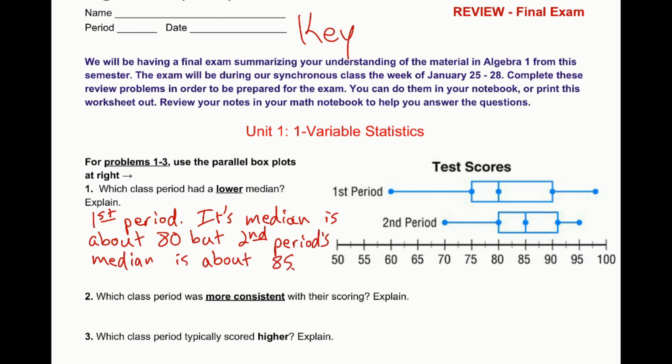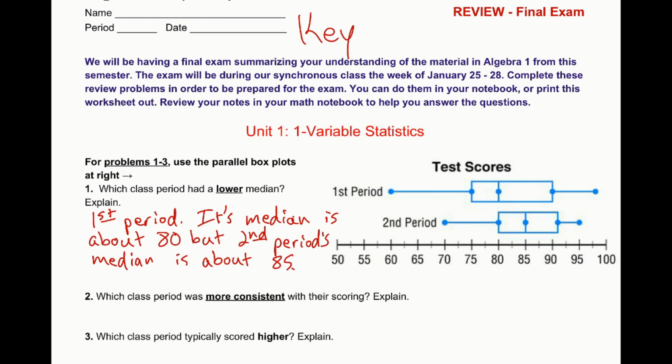Which class period was more consistent with their scoring? Well, you can see consistency by how spread out the data is. As you can see, second period's data is squished together more. The lowest test score in second period is 70, and the highest is 95. Whereas in first period, the lowest is 60, and the highest is about 97 and a half, something like that. You can also see that the box, which represents the middle 50% of data, is not as wide as the box for first period.